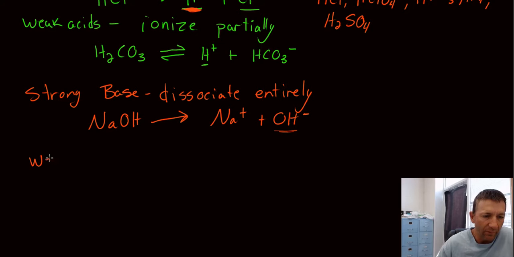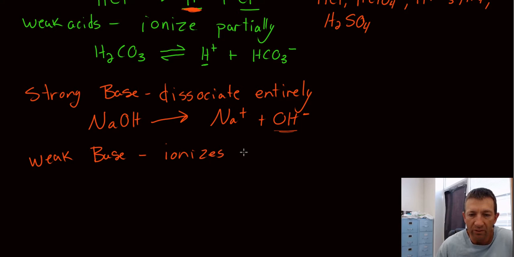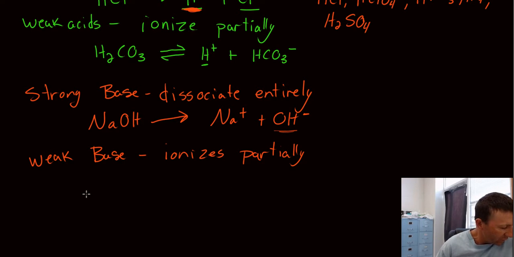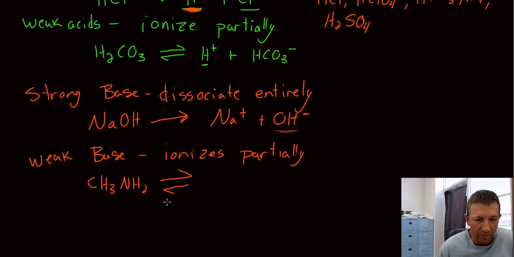A weak base will split apart and then go back together. So it ionizes only partially, just like the acid. Examples of weak bases, let's see, let's do CH3NH2. It'll go apart, turn around, and come back together.